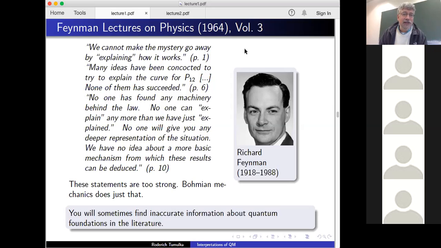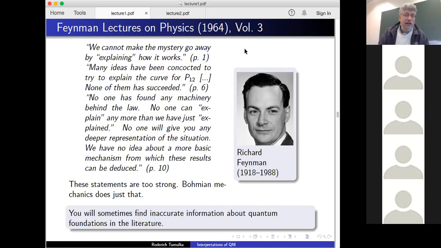And then he goes on to say, we cannot make the mystery go away by explaining how it works. And later on he says, many ideas have been concocted to try to explain the curve for P12. This means P is the probability distribution on the screen, the psi-squared, and 1, 2 refers to the case where both slits are open. So he works out that if both slits are open, you have interference terms, you have maxima and minima.